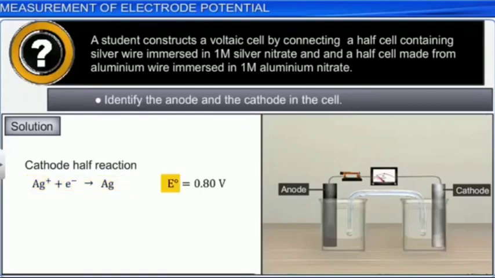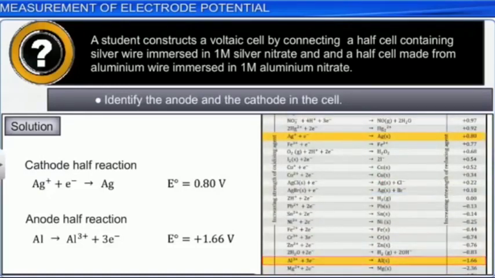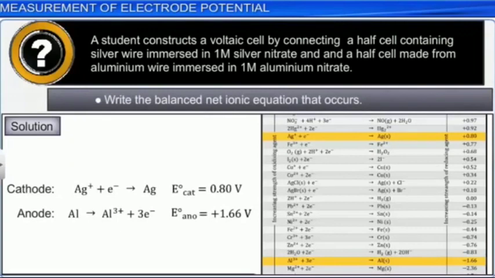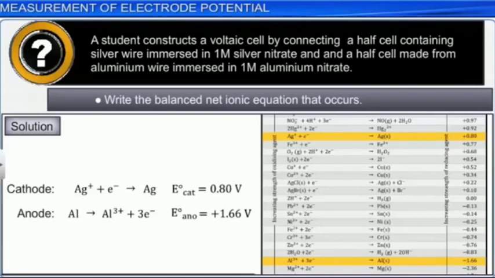At the anode, aluminium metal loses 3 electrons to form an aluminium ion. Compared to the standard reduction potential table, we have flipped the reaction. Notice also that the sign of the electrode potential changes as well when we write the oxidation half reaction. We need to balance these half reactions to show the conservation of charge as well as mass. To do this, we must make sure that the number of electrons lost equals the number of electrons gained. In this problem, we need to multiply the cathode half reaction by 3.